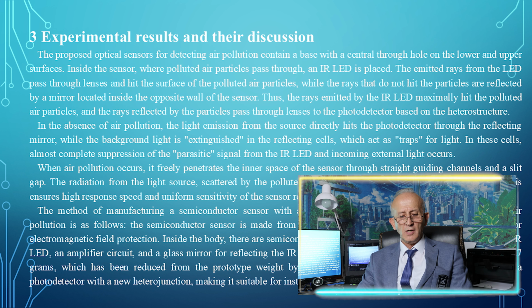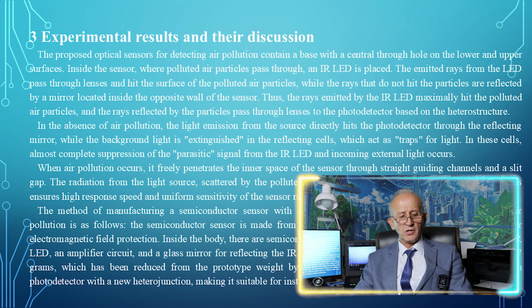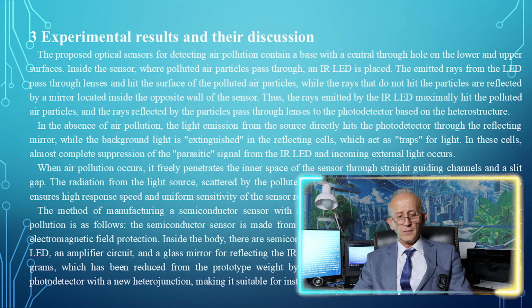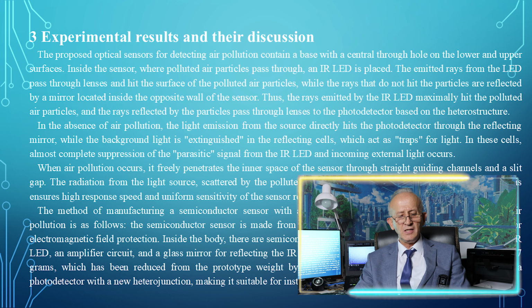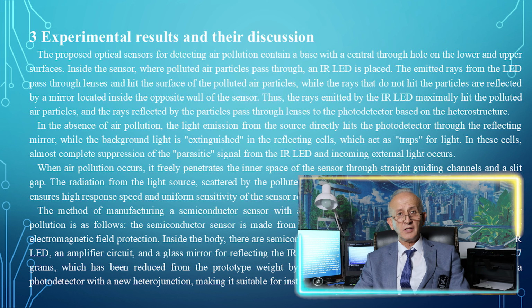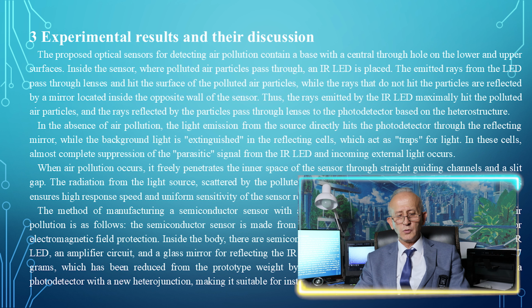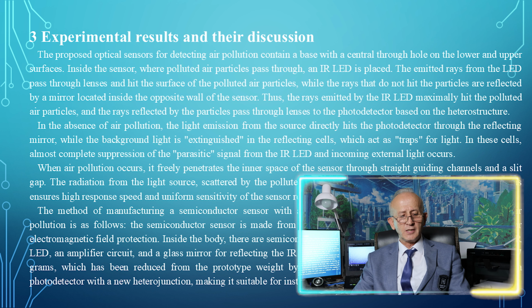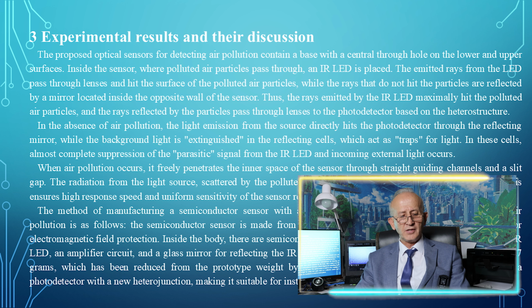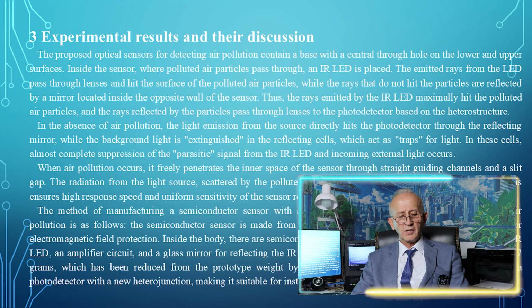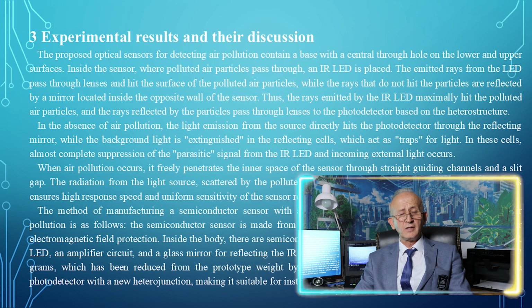The proposed optical sensors for detecting air pollution contain a base with a central shroud hole on the lower and upper surfaces. Inside the sensor, where polluted air particles pass through, an IR LED is placed. The emitted rays from the LED pass through lenses and hit the surface of the polluted air particles, while the rays that do not hit the particles are reflected by a mirror located inside the opposite wall of the sensor. Thus, the rays emitted by the IR LED maximally hit the polluted air particles, and the rays reflected by the particles pass through lenses to the photoconductor based on the heterostructure.